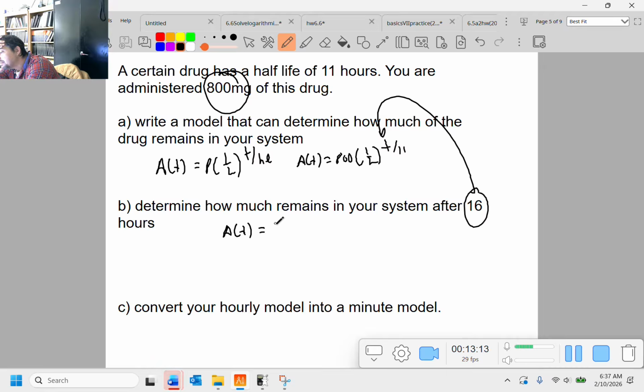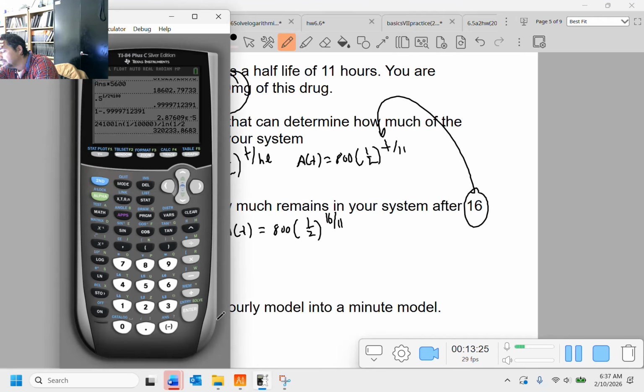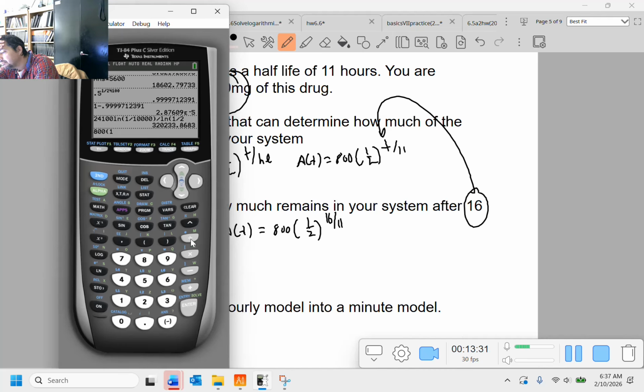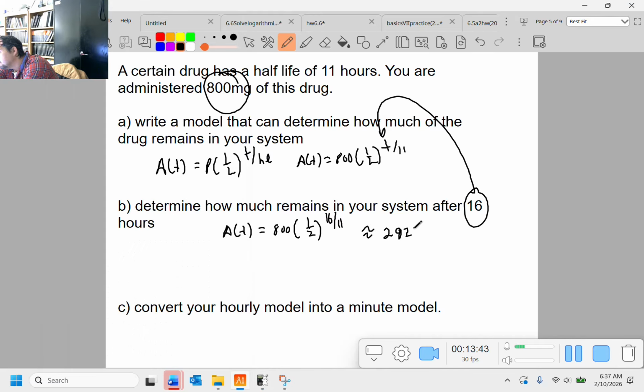So the amount after time passes is 800 times 1/2 to the 16/11ths power, which means we're going to take the 11th root and then raise it to the 16th. That's what it means you're going to do. Anyways, we got 800, we got a parentheses, we have 1/2. Going to take the 11th root and then raise it to the 16th power. And there's 292 milligrams left in your bloodstream. So it might be time to redose. I don't know, it just depends on the drug.